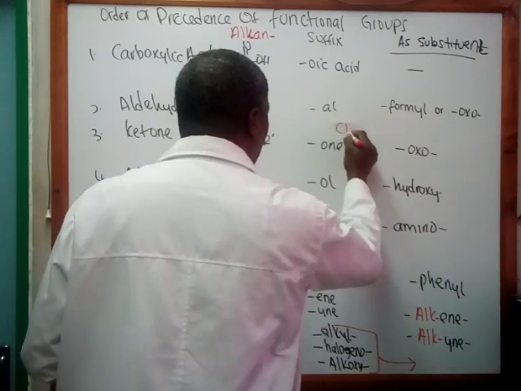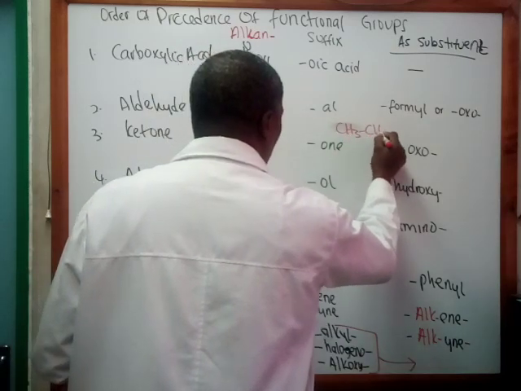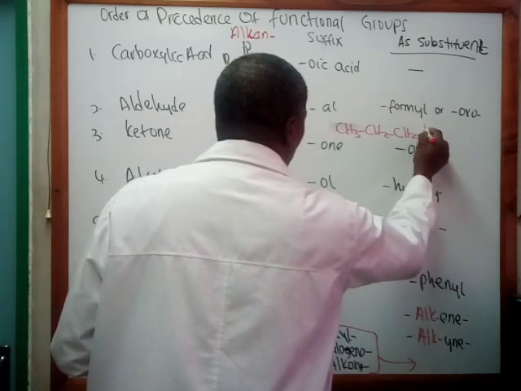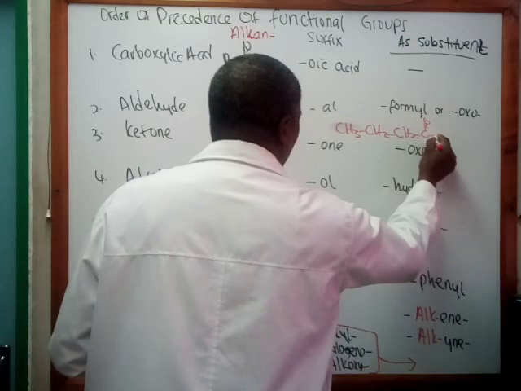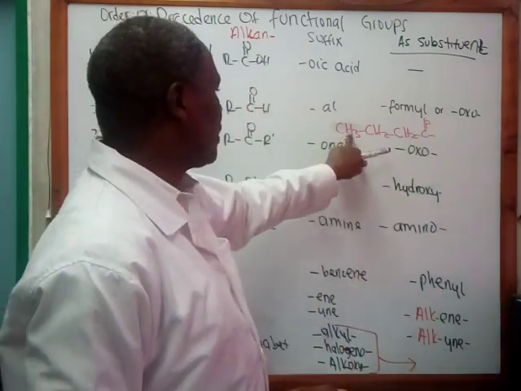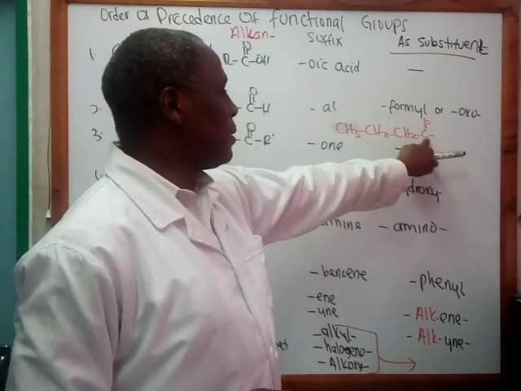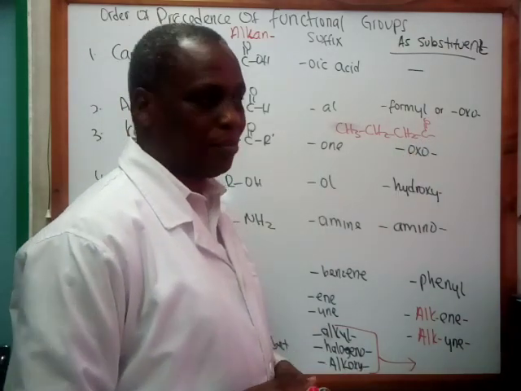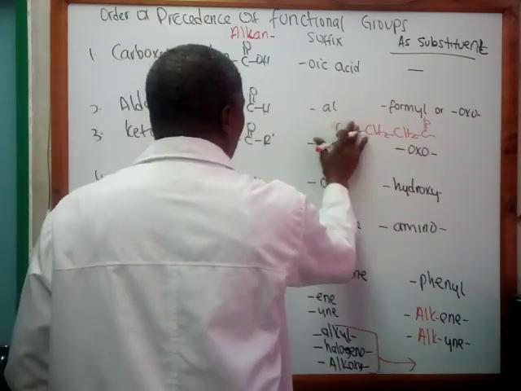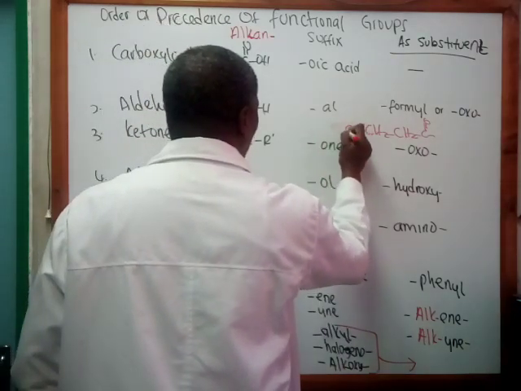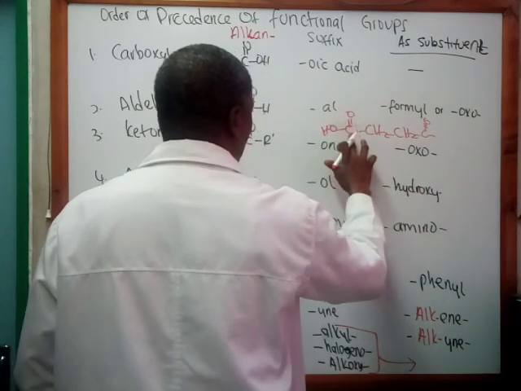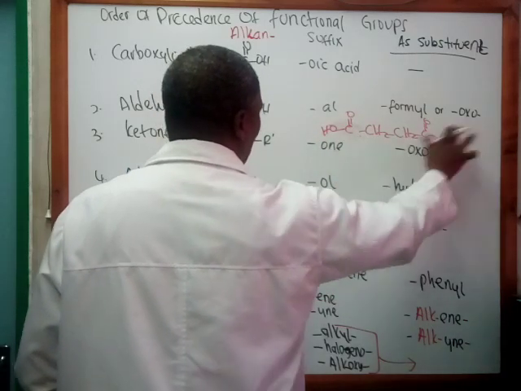Maybe I've got a CH3, a CH2, maybe a CH2, and then this is where I want to put my carbonyl group. Can you see? CH3, CH2, CH2, then maybe there's a carbonyl group. So in this case, where there is the CH3, that's where I'm going to put my carboxylic acid. That means that I'm going to start numbering from 1, 2, 3, and something like that.